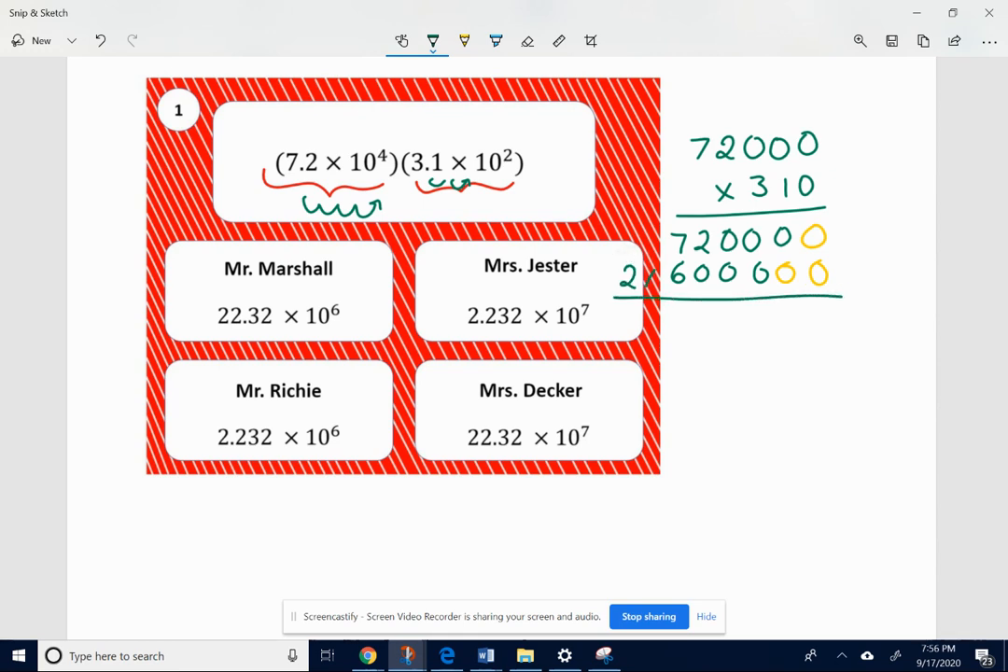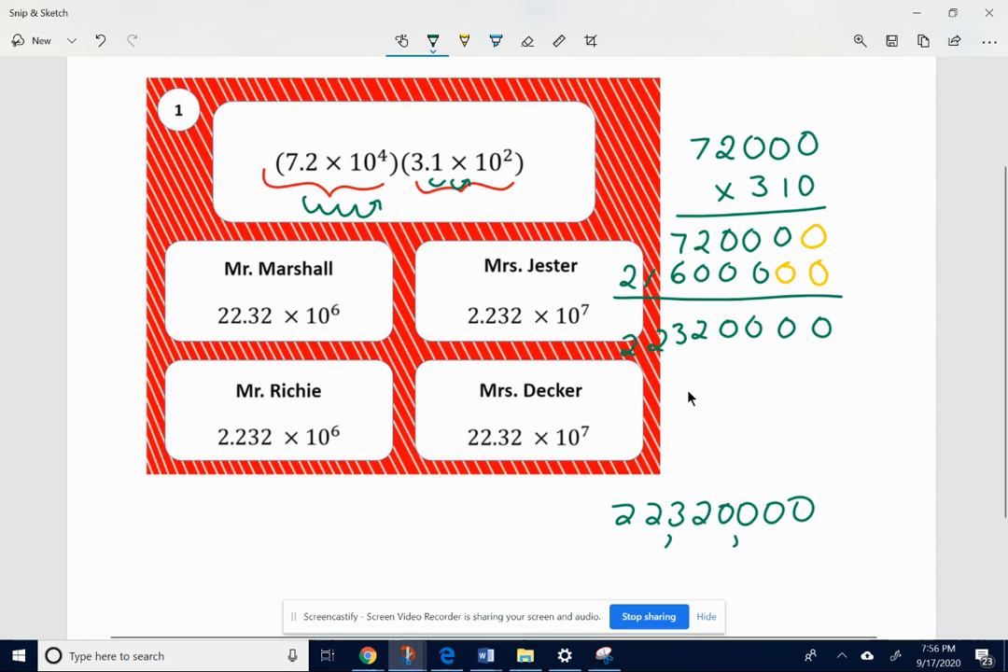Okay, add these up. 4 zeros. 2 plus 0 is 2. 7 plus 6 is 13. Carry the 1. So I have 1 plus 1 is 2, and then I have the 2 on the end. Okay, let me rewrite that. So I have 22,320,000. But now I need to change that back into scientific notation.